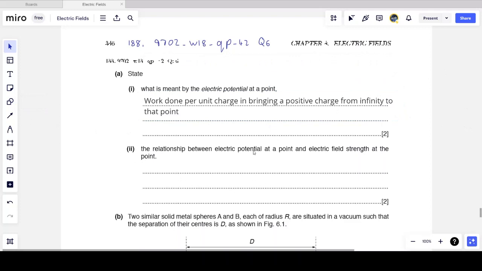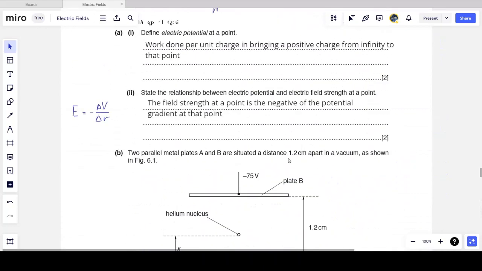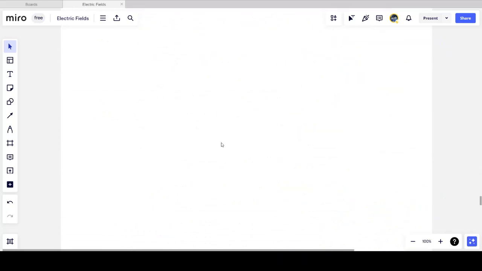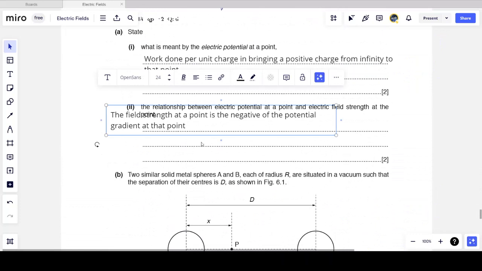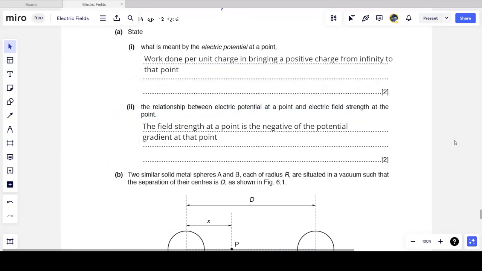And the next question is one that we saw as well. What is the relationship between the electric potential at a point and the electric field strength at that point? Well, we've seen this in the previous question. The relationship is that E is minus delta V by delta R. The electric field strength is the negative of the potential gradient at that point.